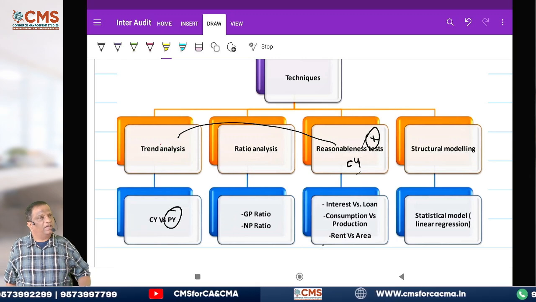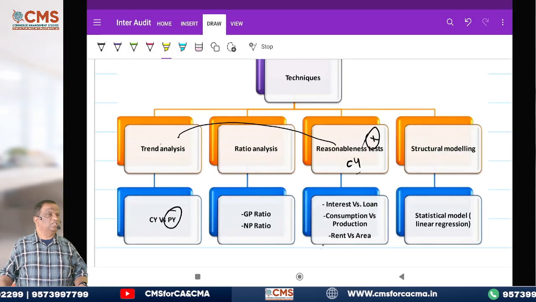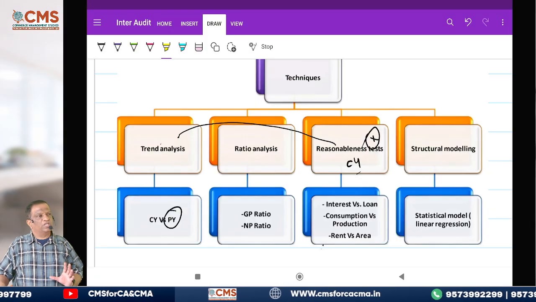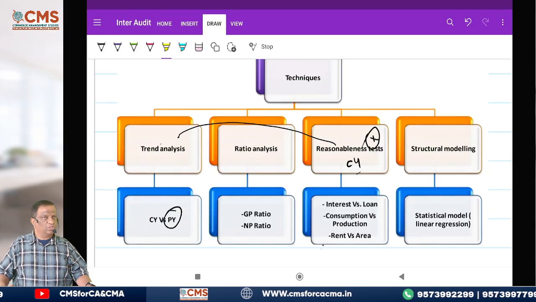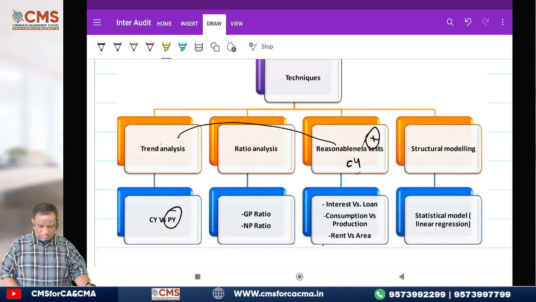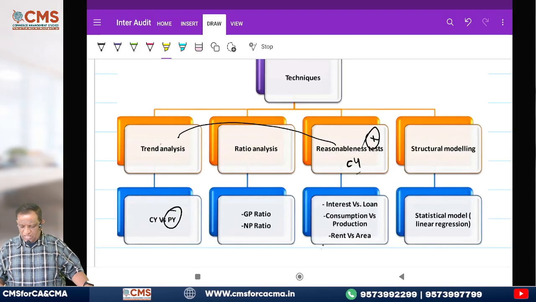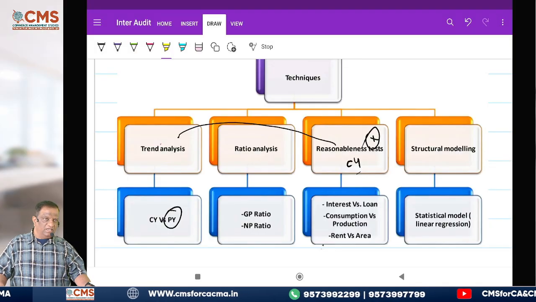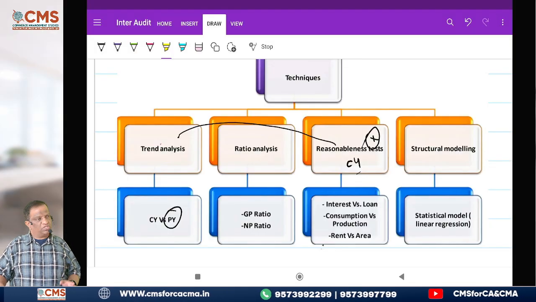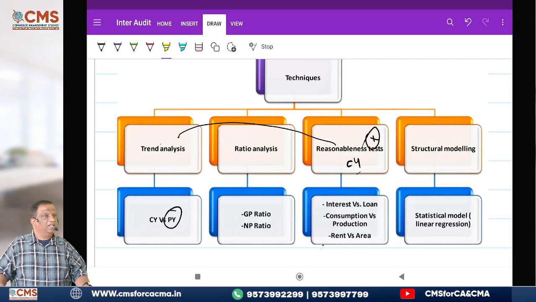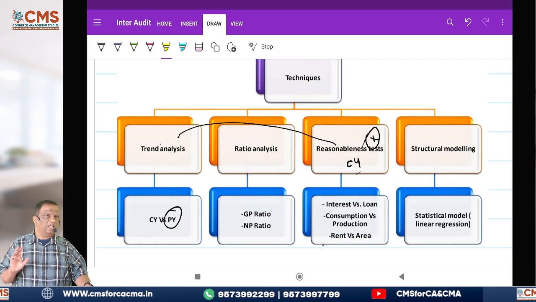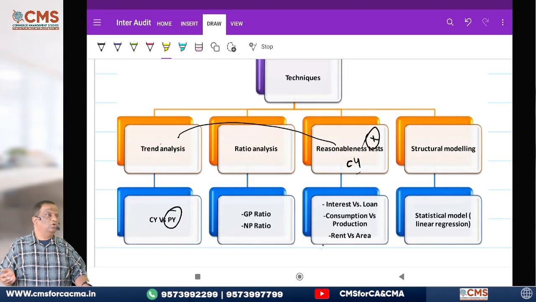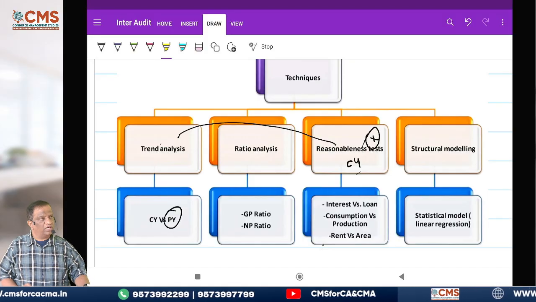Example is, when you say trend analysis, current year versus previous years. That is one way how I can identify. And ratio analysis, that is the ratios, gross profit ratio, net profit ratios and all that. And reasonableness test, where you compare certain comparable elements, like salaries and the number of people, rent and the area occupied, consumption versus production, and interest versus loan. That is, in the balance sheet, if the loan amount has gone up, then in the P&L interest also should go up. So that relationship is what I look at.